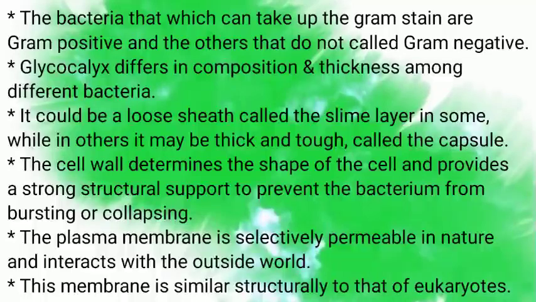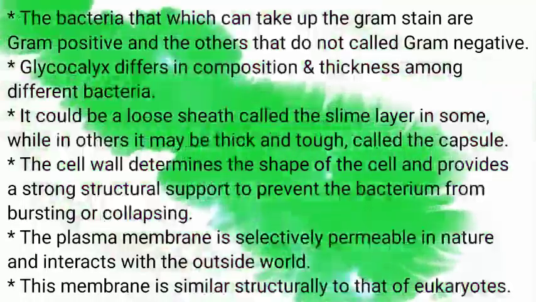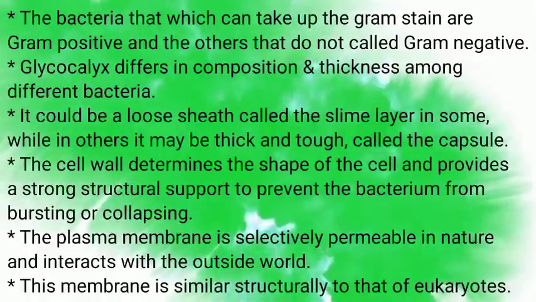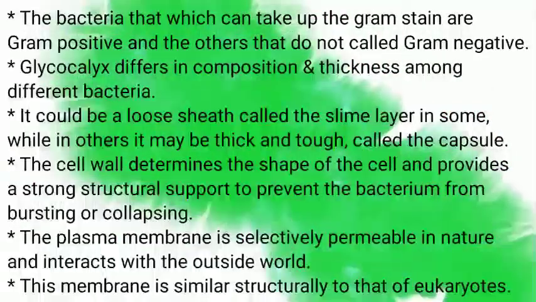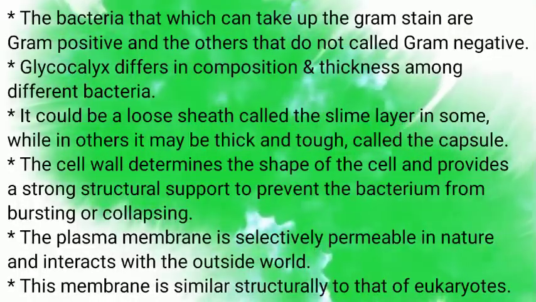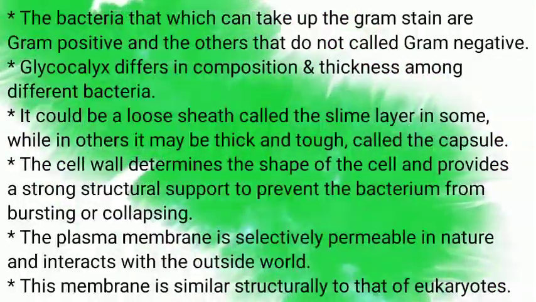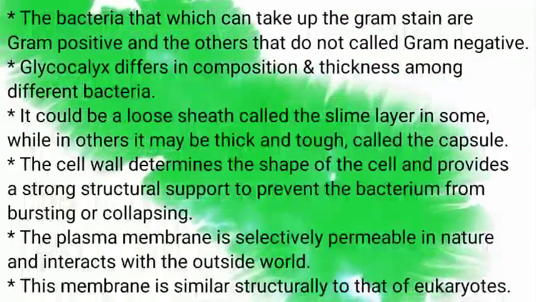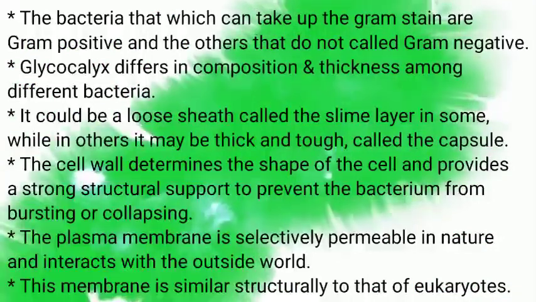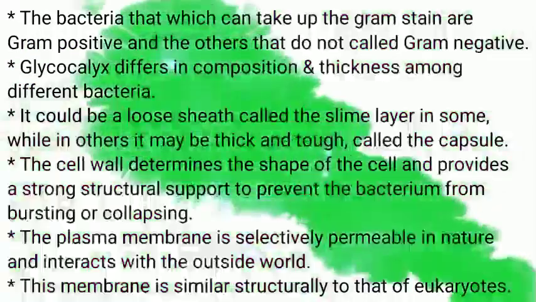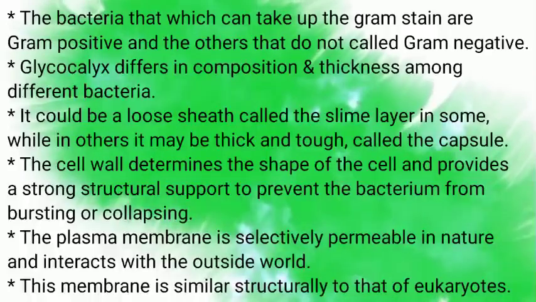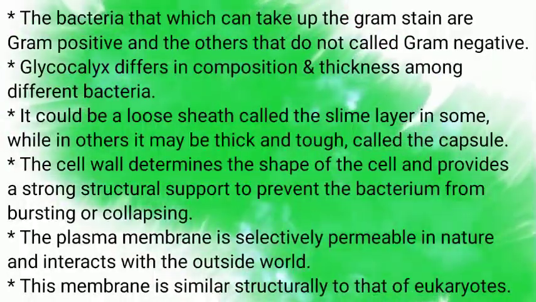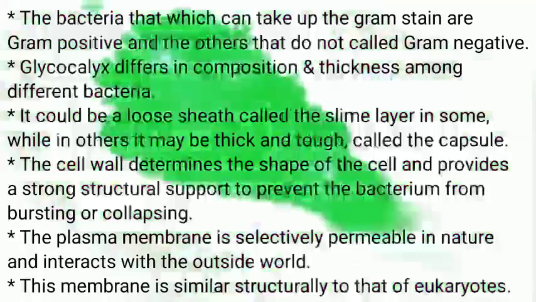The bacteria which can take up the gram stain are gram positive, and the others that do not are called gram negative. Glycocalyx differs in composition and thickness among different bacteria. It could be a loose sheath called the slime layer in some, while in others it may be thick and tough, called a capsule. The cell wall determines the shape of the cell and provides strong structural support to prevent the bacterium from bursting and collapsing.